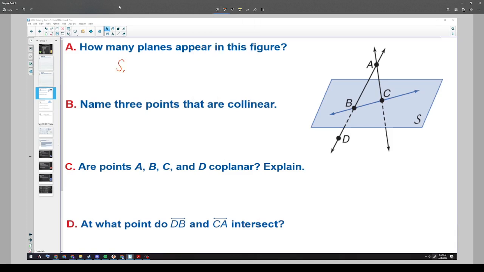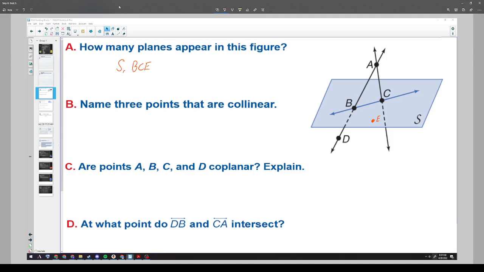Okay, I'm still orange, apparently. Or we could name it by 3 points on the plane if we had 3 points, but we don't. So say I put another point E on the plane over here, I could also name that plane BCE, and that would be defining the same thing as S.